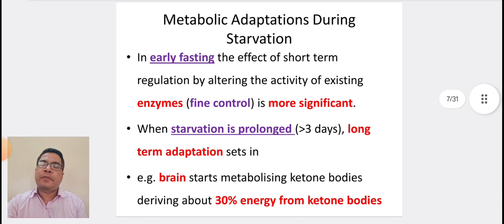Coming to the next topic, metabolic adaptations during starvation. In early fasting, the effect of short-term regulation by altering the activity of existing enzymes, that is fine control, is more significant. When starvation is prolonged, that is more than 3 days, long-term adaptation sets in. For example, brain starts metabolizing ketone bodies, deriving about 30% of energy from ketone bodies.